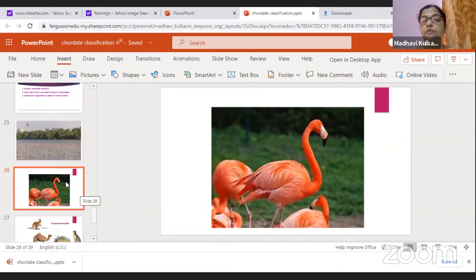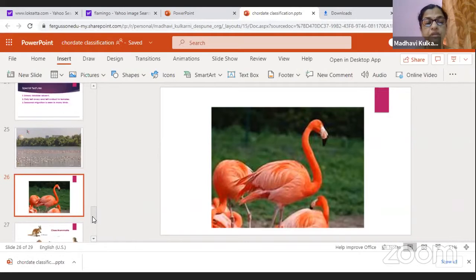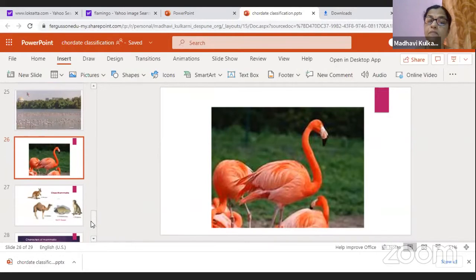Not only these flamingos, but other ducks are there, pelicans are there, seagulls are there, sandpiper or many other birds are there. Paradise flycatcher is there. They show this migration phenomenon.